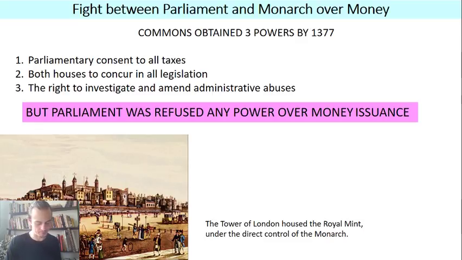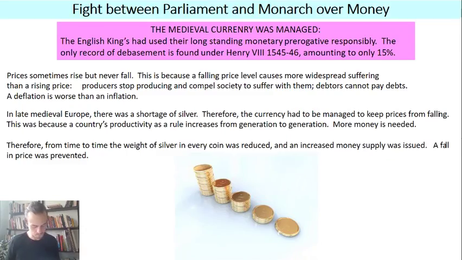In 1346, the English Parliament attempted to gain control over money but was refused. In 1414, Parliament tried to at least get a veto power on monetary matters, but was again refused. But despite modern-day prejudices, the English king's long-standing monetary prerogative had been used in a responsible manner for the benefit of the nation. There was only one instance of coinage debasement under Henry VIII, and this is the only one on record in English history.